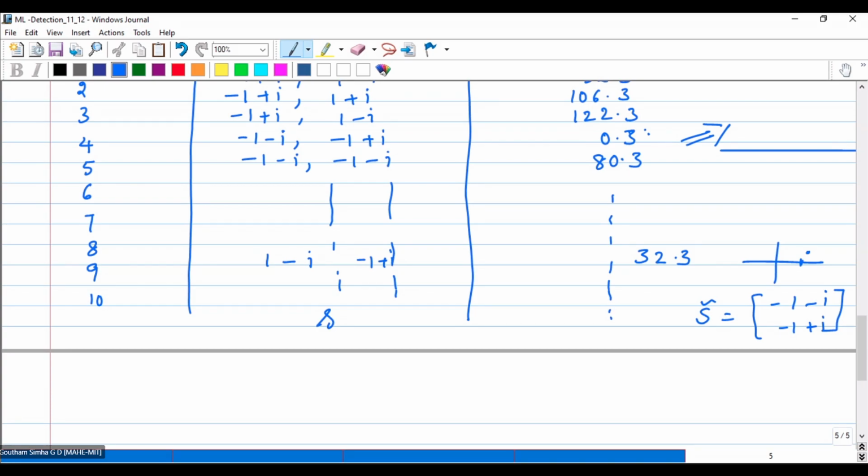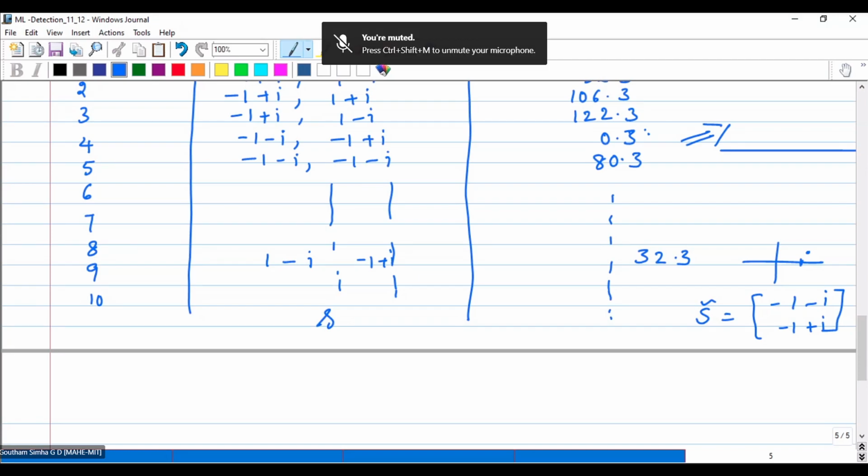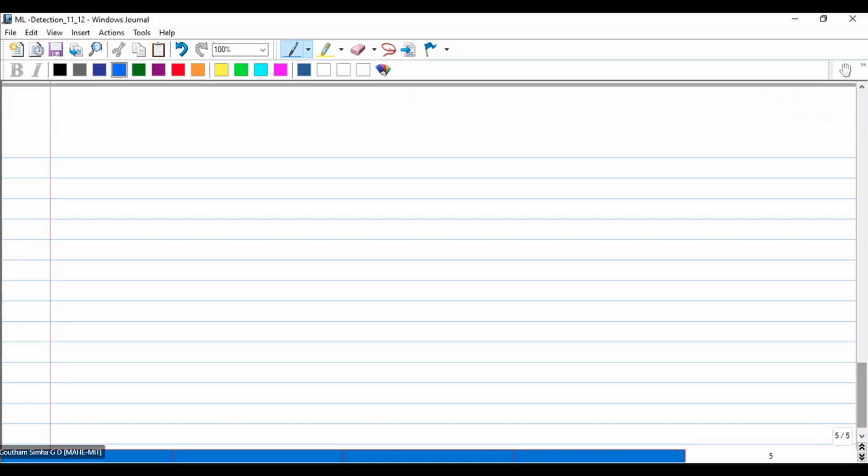So ML, maximum likelihood, you have understood. Now we'll try to apply this to our Alamouti scheme and MRRC. That is what I want. So, maximum likelihood criterion or demodulation for MRRC or MRC and Alamouti.